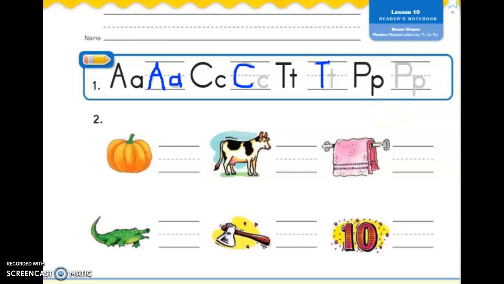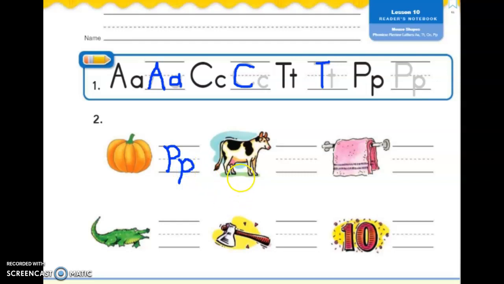All right, let's look at these pictures. We are going to put the letter that we hear at the beginning of the word. So that first picture, we see a pumpkin, pumpkin. I hear the letter P. So let's do a capital P and then a lowercase p again, starting from top to bottom and again left to right.